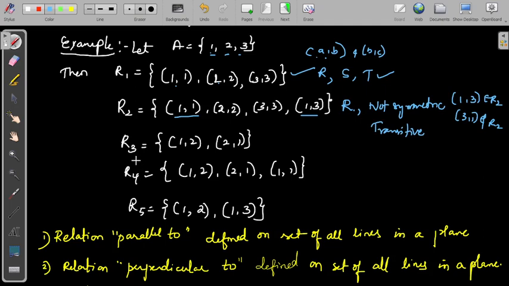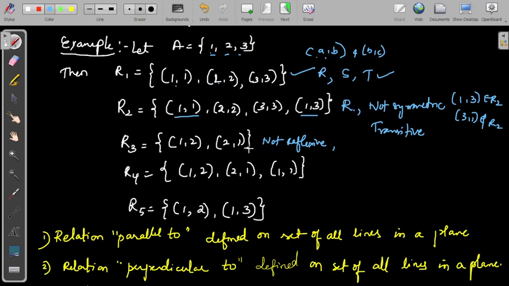Now if you consider the relation R3, 1 comma 2, 2 comma 1, so this relation is not reflexive. That is because for all elements of A you should have ordered pairs of the form A comma A. For 1 there is no 1 comma 1, for 2 there is no 2 comma 2, for 3 there is no 3 comma 3. But if you show 1, that is enough.